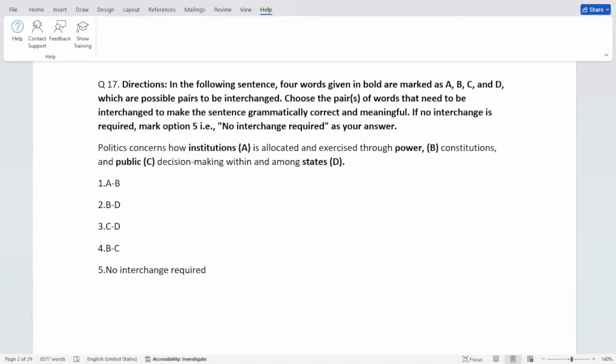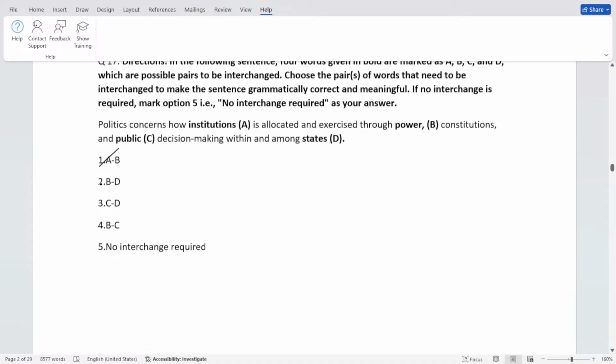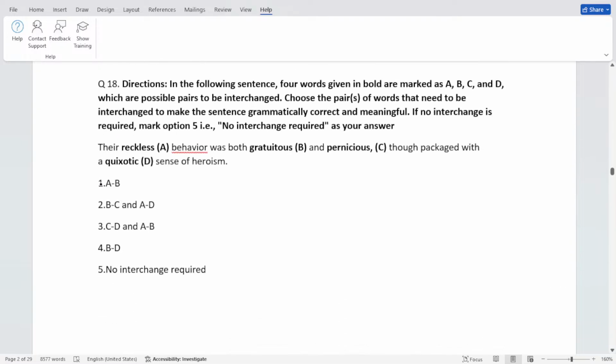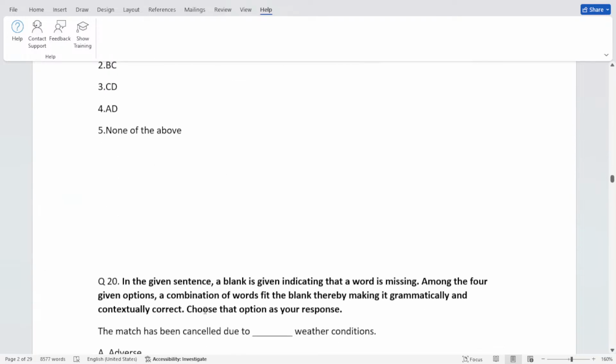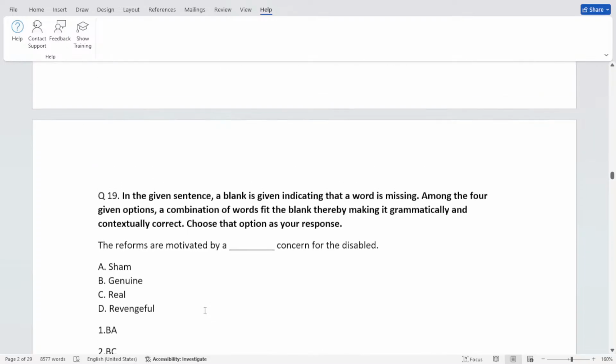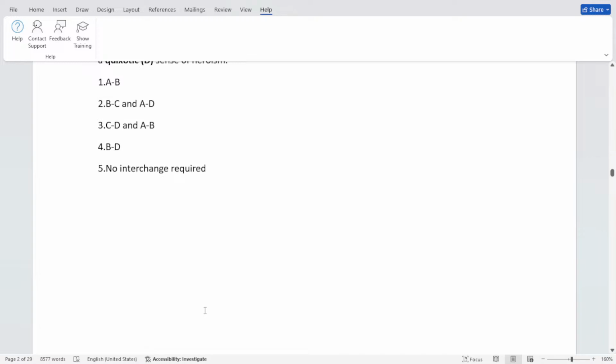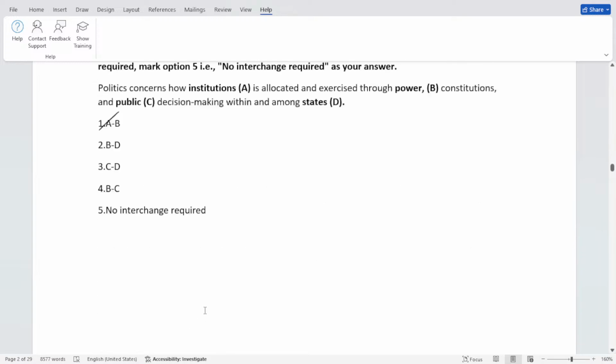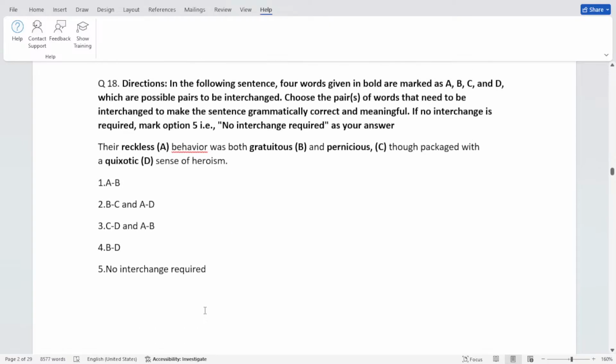And then exercised through power, constitutions and public decision making within and among states. So accordingly, we are supposed to change A to B. So now we are going for the next question. So 18th question.